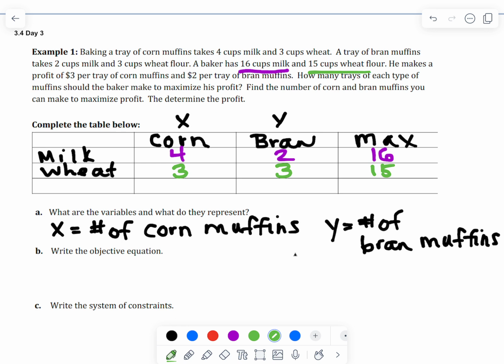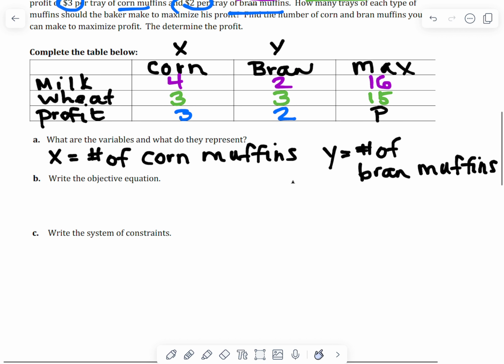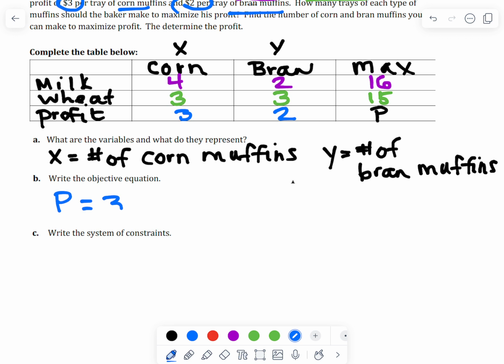Then we have the profit that'll happen. So I'll put the P there. It's $3 for every tray of corn muffins and $2 for every tray of bran muffins. So $3 and $2. What I have in the blue is going to help us write the profit equation. So profit equals 3x plus 2y.